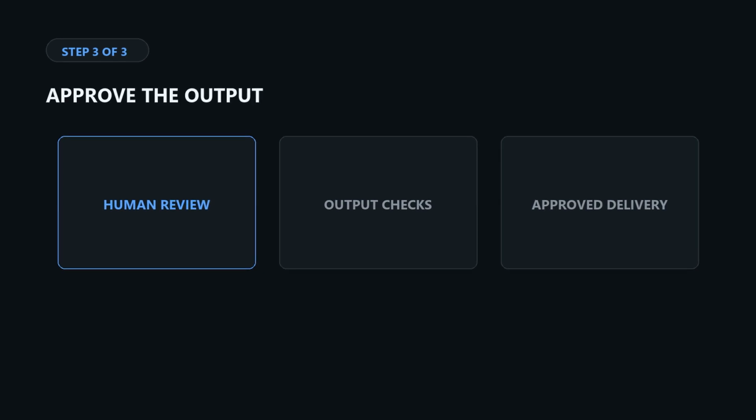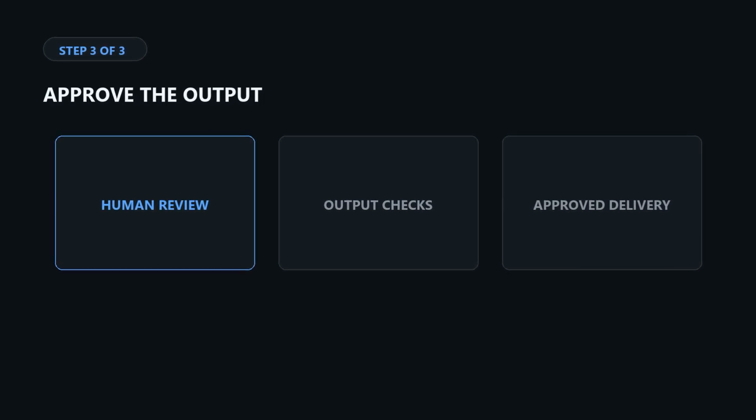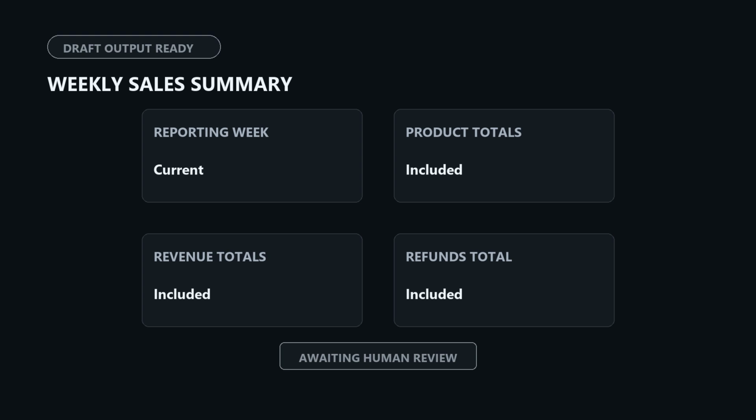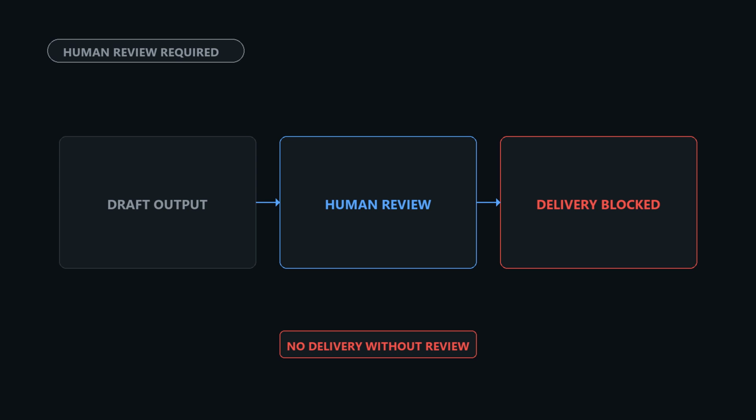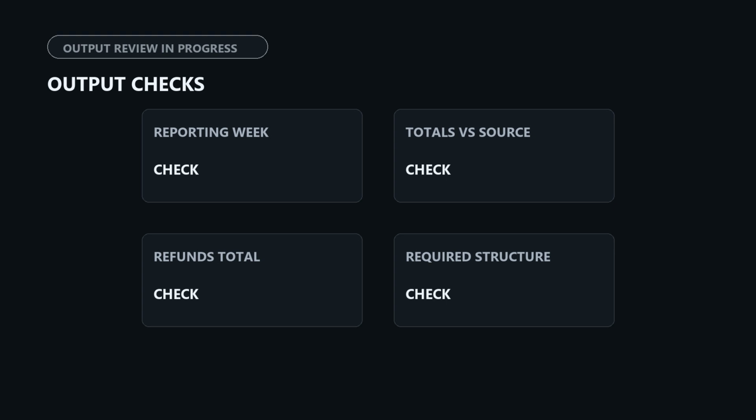The draft output now moves to a human review gate before anything is delivered. The reviewer checks 4 things: the reporting week, the totals against the approved source, the refunds total, and the required summary structure. If any check fails, delivery remains blocked.